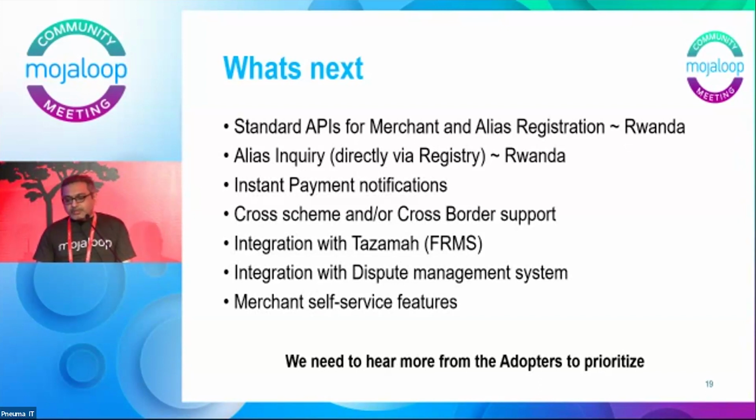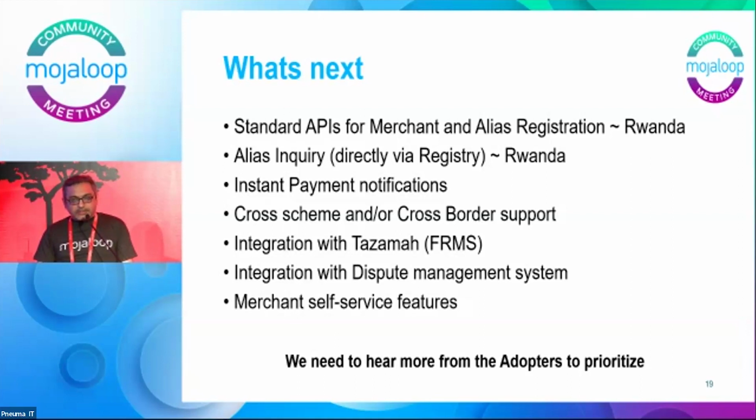For example, we are thinking of cross scheme or cross border support. Do we need to change anything in the merchant registry? If I'm trying to pay a merchant who is not registered in the same country, how does the discovery phase happen? Does it require any changes in the merchant registry? That's one area which we are prioritizing.